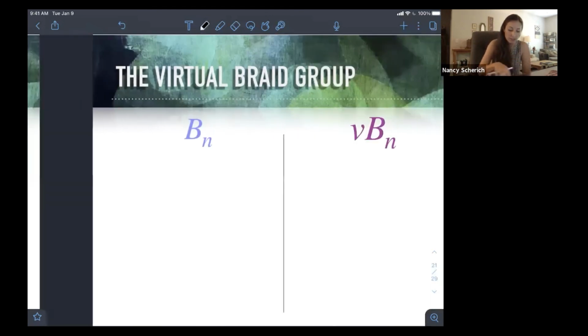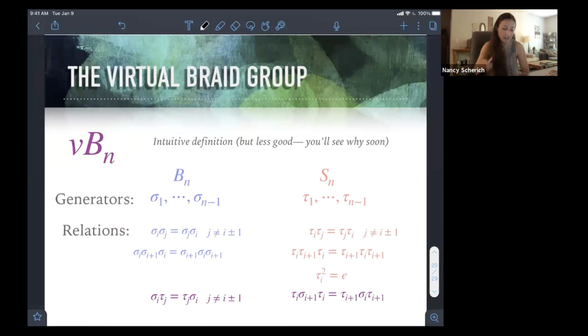Okay, dokie. All right, so here is a presentation for the virtual braid group. I think of this one as being the intuitive way to think about it, but it's definitely the less good way. There's a much better way to think about the virtual braid groups, and we'll arrive there. But I think this one is a natural place to start. And then we'll get to the better one in a minute.